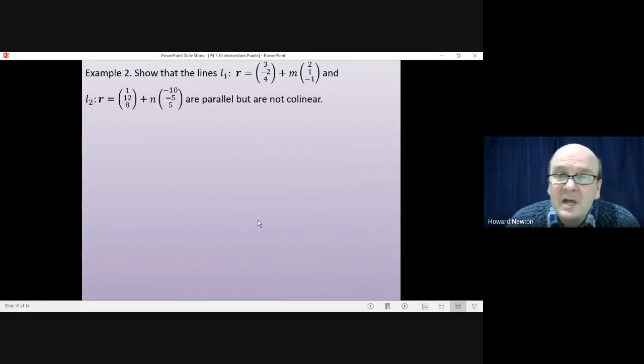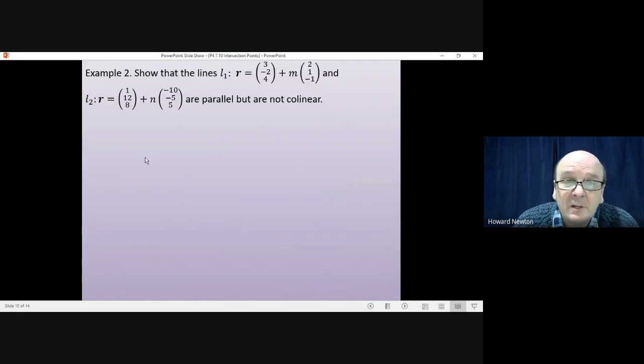Example 2 asks us to show that these two lines are parallel to each other, but that they're not collinear. They're not just the same line. To show they're parallel, I'll need to consider the direction. To show they're not collinear, I'll need to consider a point on the line. Okay, I'll let you have a go at doing this yourself first. So pause the video, have a go, and then come back to me when you're ready.